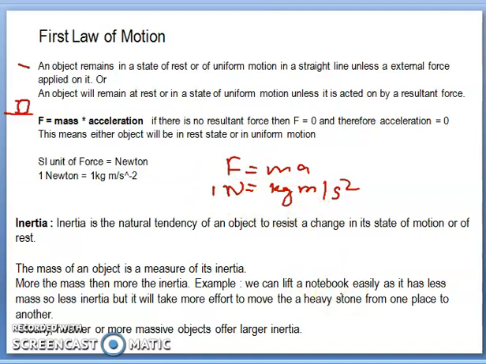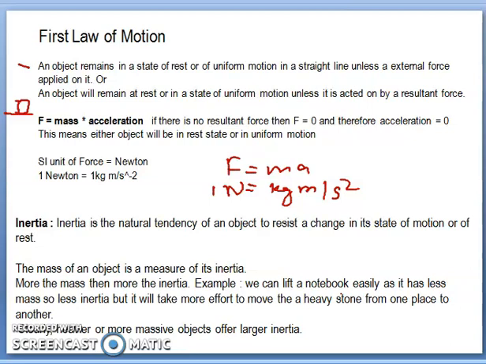Now what is inertia? We know we can easily lift an object which has very little mass. Like if someone asks you to lift a book of 100 gram, 200 gram or 500 gram, you can easily lift it. But if someone wants you to move a big stone of 100 ton, can you do it? No. So that means the mass of an object is a measure of its inertia.